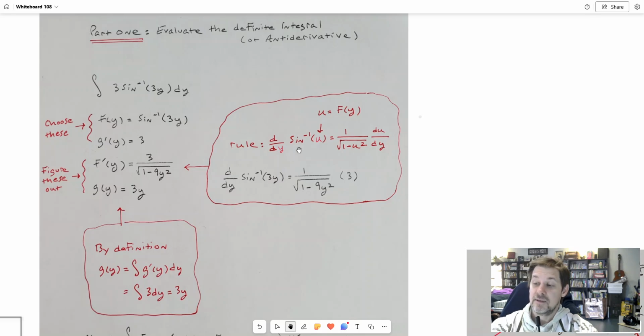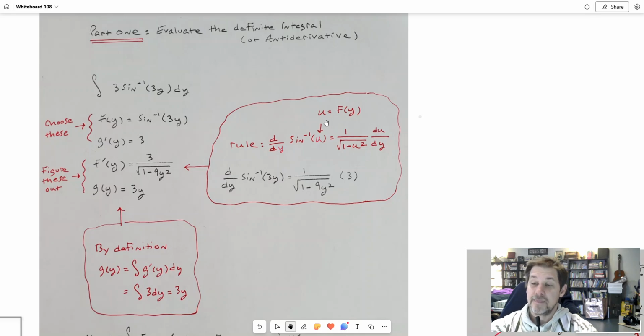Here's how it works this time. So the general rule for the derivative of sine inverse of u, where u is some more complicated function. Okay, so sine inverse of u could be 3y, for example. All right. So the derivative of sine inverse of u, whatever the u is, is 1 over root 1 minus u squared times the derivative of u, whatever that is. So this is how the rule might appear formally in a textbook, okay?